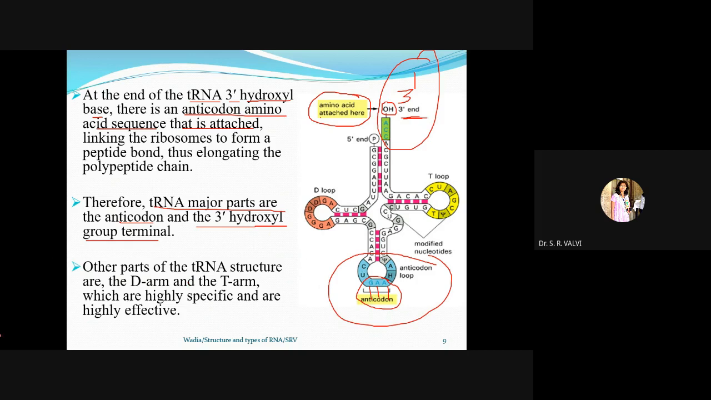Why is it a major part? Because the amino acid is attached over here, and that amino acid's anticodon is on the anticodon loop. Therefore, this is the major part of tRNA. Other parts of the tRNA structure are the D arm, see, this is the D arm, and the T arm is also here, which is highly specific and highly effective. Because of this D loop and T loop, the tRNA is stabilized.